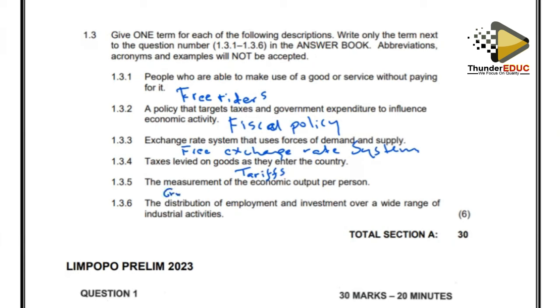This is gross domestic product per capita, not per capital, per capita. So it means you omit the l. Okay, right. So now let's move on to 1.3.6. 1.3.6 reads as follows. The distribution of employment and investment over a wide range of industrial activities. These are called what? Industrial diversification.